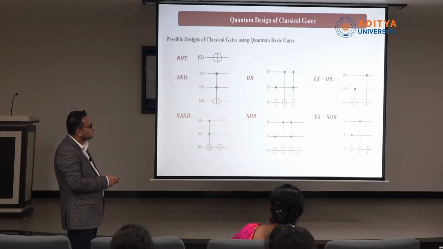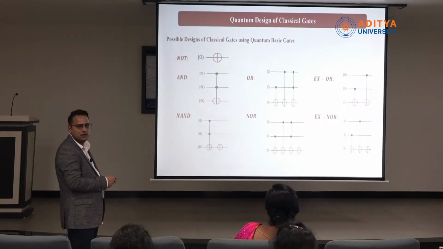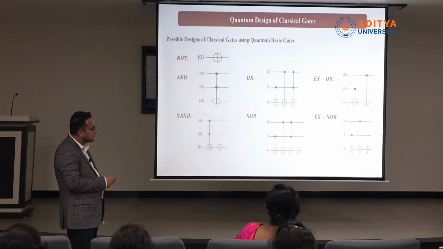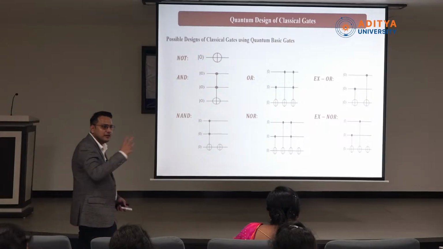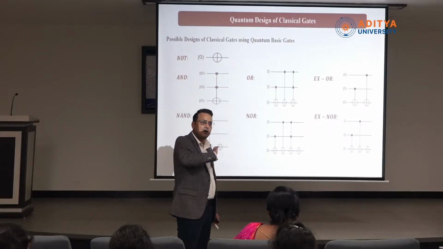Now here, what about this XOR? Is it doing XOR? Is it doing XOR? You check by your own. XOR means for different the output is 1. For same output should be 0.